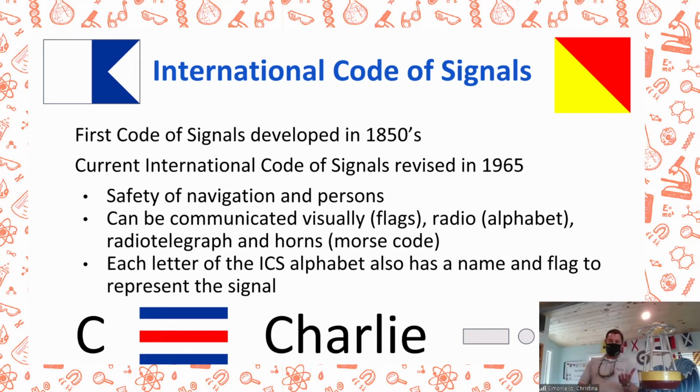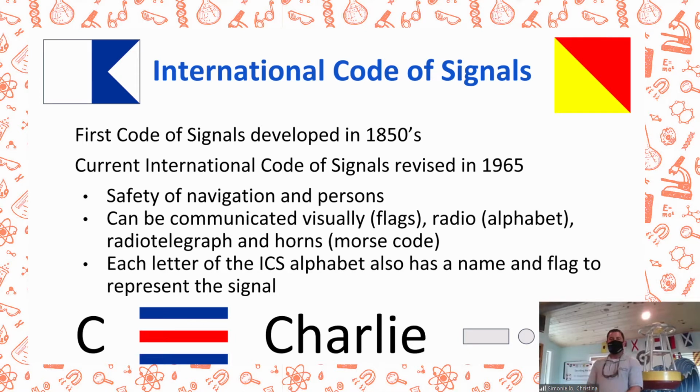These signals and messages can be communicated a bunch of different ways. They can be communicated visually with flags, so you kind of see which flags are up and you know what they're trying to tell you. Over the radio, where they use the letters. Over telegraph, which is kind of Morse code tapping. And then also by sound, horns, where you can also communicate Morse code with sound.